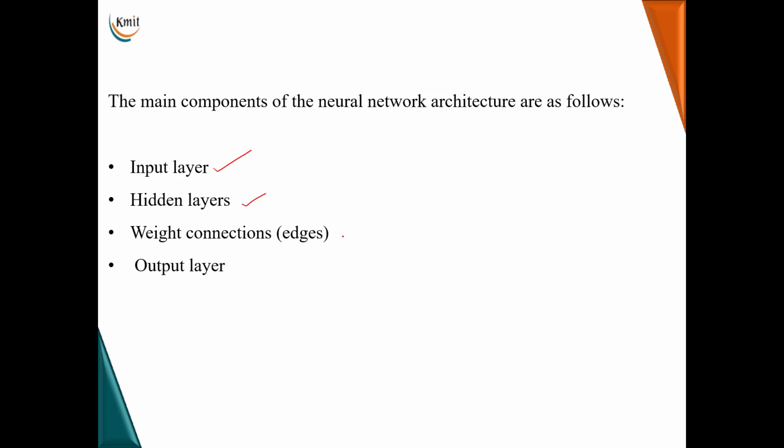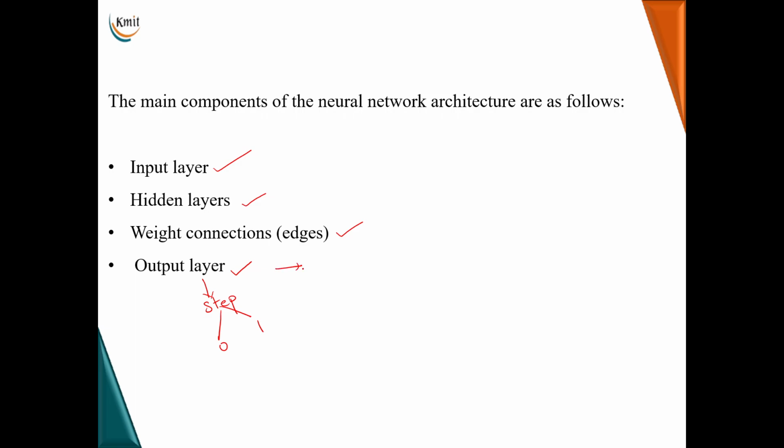And the third component is the weight connections, which are also called connecting edges or connecting nodes. These are the weights, numerical values which are assigned to each connection between the nodes. Coming to the output layer, this output layer is controlled by the type of activation function we are using, and the activation function we have already seen is step, which generates two kinds of outputs, 1 and 0. So depending upon the type of activation function we are using, this output will be generated.